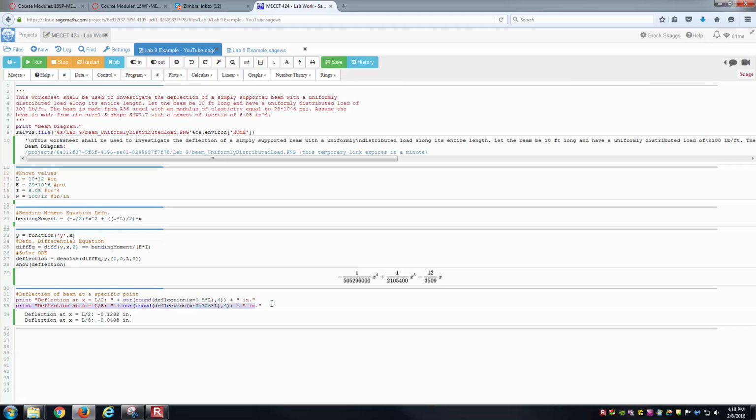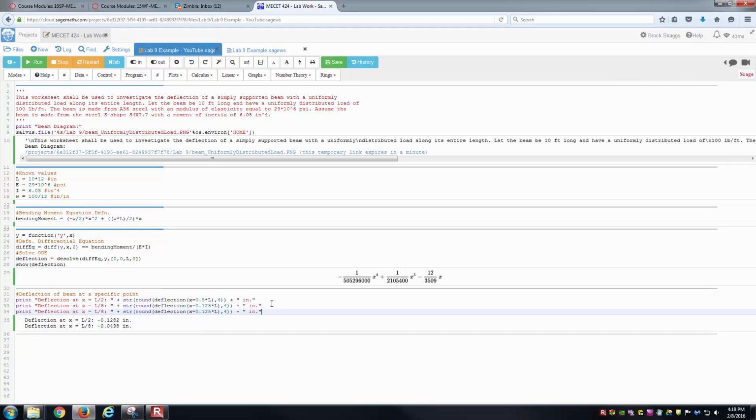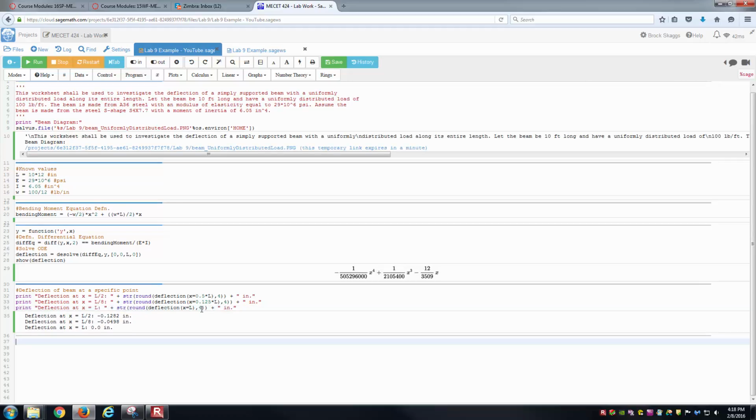We could do one more just to test the end condition. And so if I put in x equals L, I would expect the deflection to be 0. And so here, and there we go. And so it seems to be behaving just as expected here. And so again, all we're doing is basically passing in specific x values now into our deflection function and having it return the value, but we're doing a little bit of rounding in there and then casting it as a string.